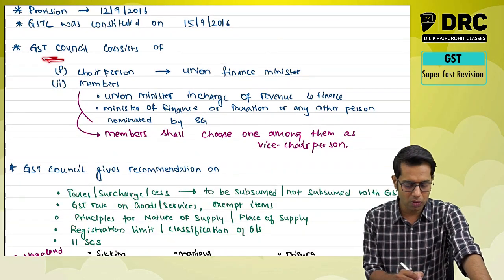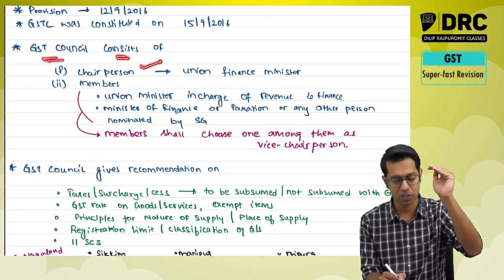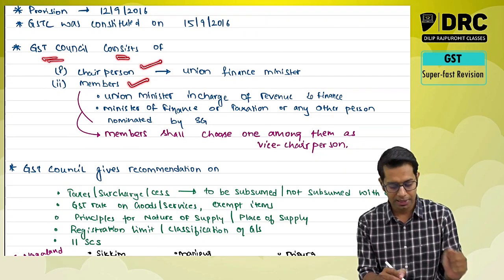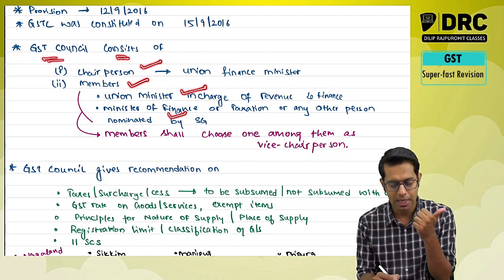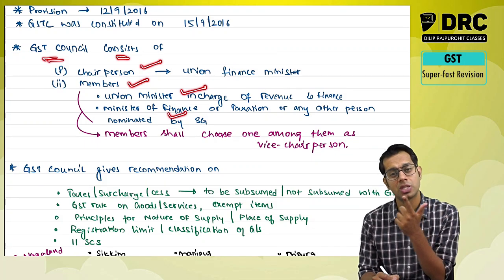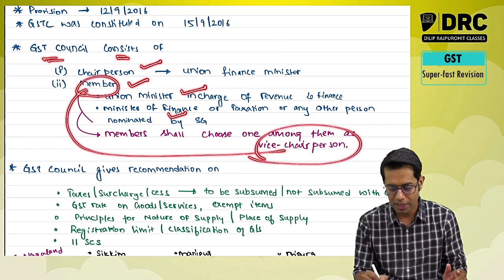Now this GST Council consists of different people. One is the chairperson of the GST Council, who is the Union Finance Minister, and it also contains members. These members are nothing but the union minister in charge of revenue and finance, the Minister of Finance and Taxation, and any other person nominated by the state government. Now these members should elect one among them to be called the vice chairperson.